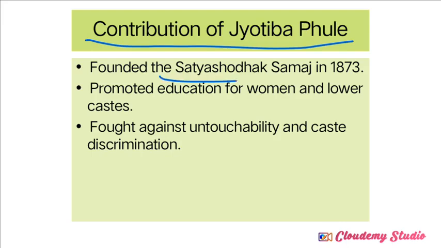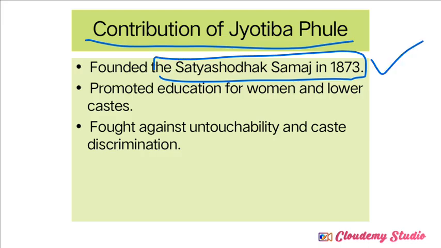Now come to the contribution of Jyotiba Phule. He founded Satyashodak Samaj in 1873. For your MCQ, this point is very important. Please note this down in your key point notes. Clear? Don't neglect. Satyashodak Samaj was founded by Jyotiba Phule, in the year 1873. He promoted education for women and the lower caste.